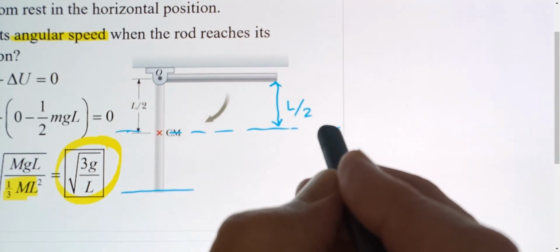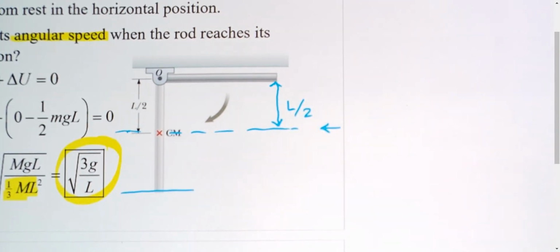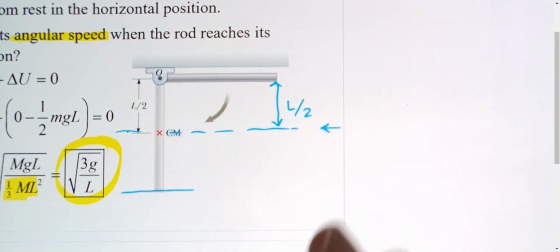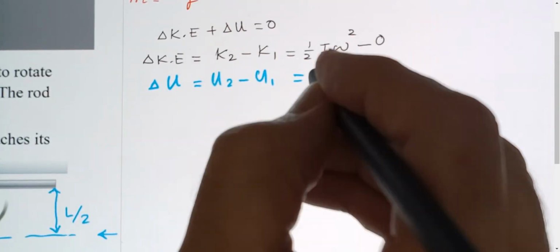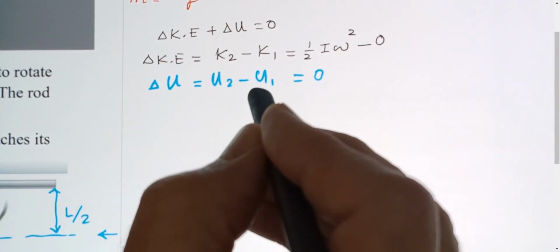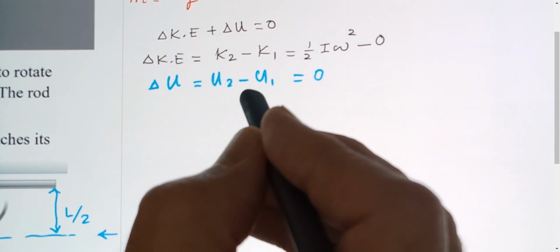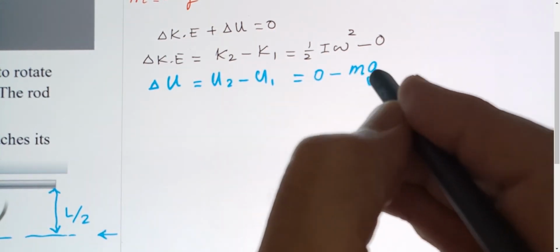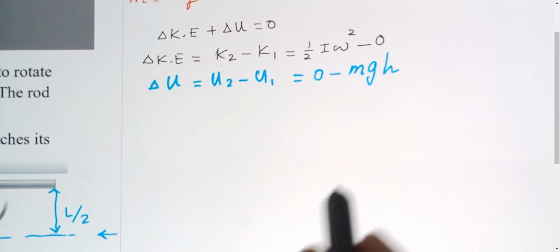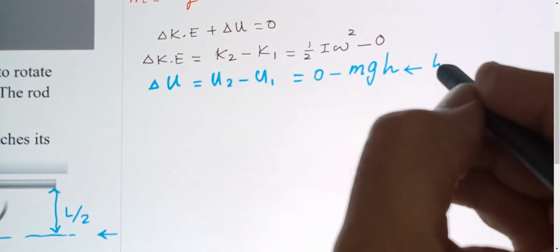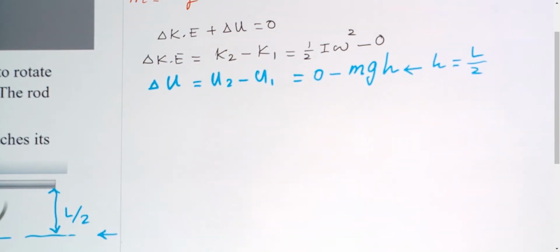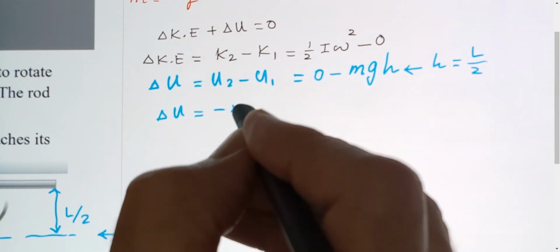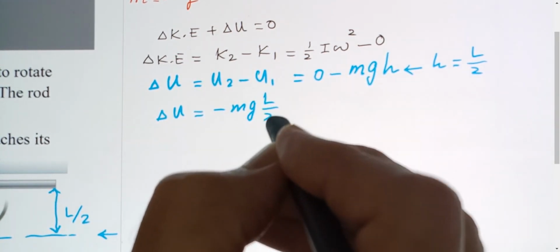This is my reference point. Potential energy is always relative, so it's 0. Okay, what's the initial potential energy? Well, we have a minus sign, m, g, h. What is h? h is equal to L over 2. This means the change in potential energy is equal to minus mg L over 2.